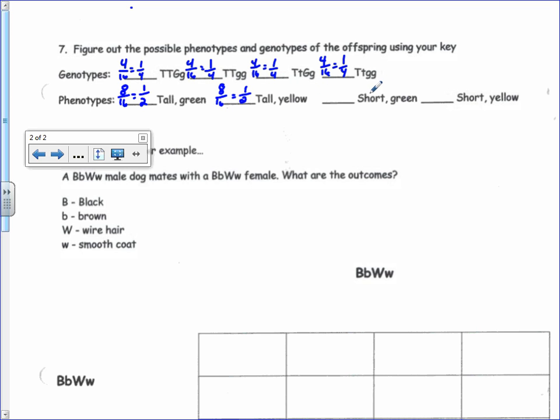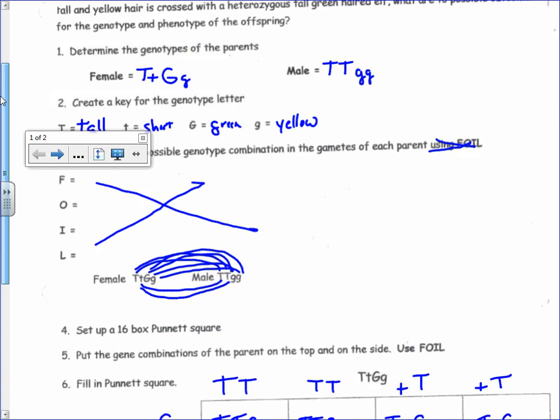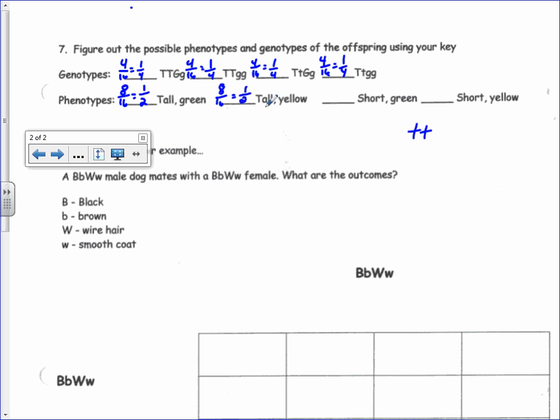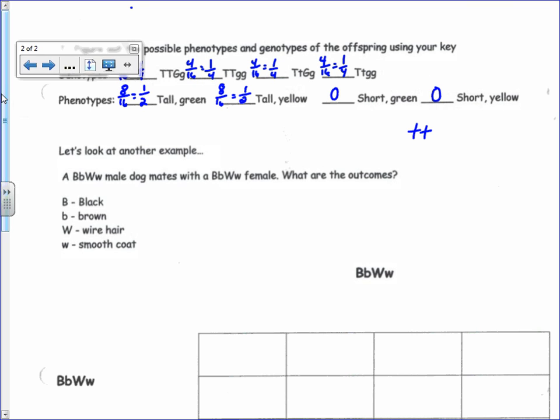Well, what about short and green and short and yellow? Remember, to be short, it has to be homozygous recessive, 2 lowercase t's. Let's go back and look at that. Do we have 2 lowercase t's anywhere on that Punnett square? No, we do not. So there is a 0% chance that this offspring is going to be both short and green, or both short and yellow. Just not going to happen.